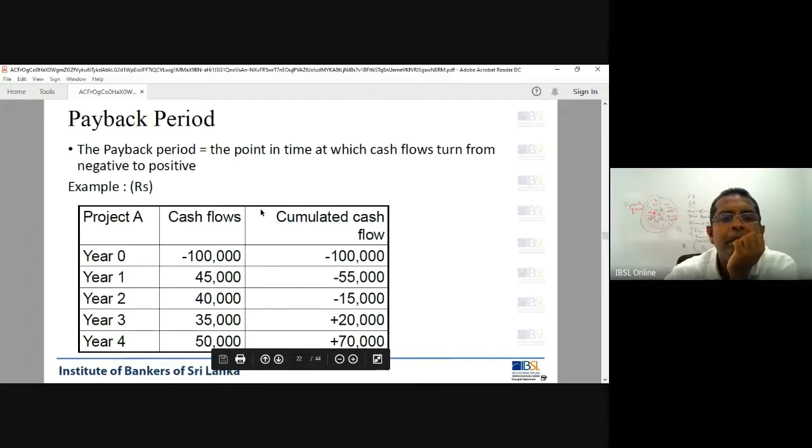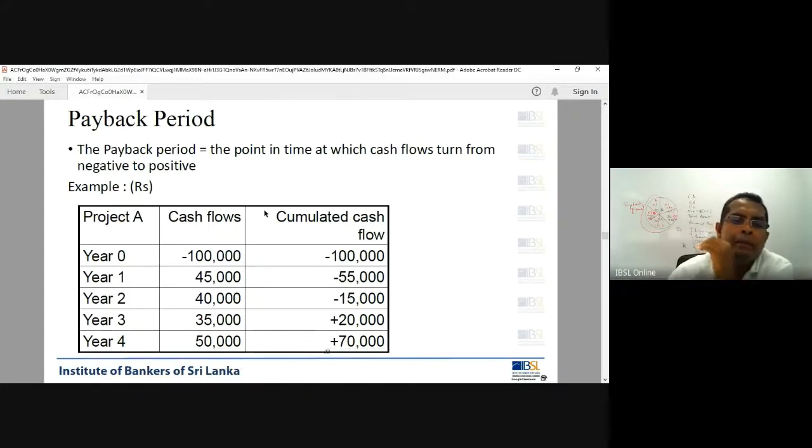See this payback period. The payback period is the point in time at which the cash flow returns from negative to positive.